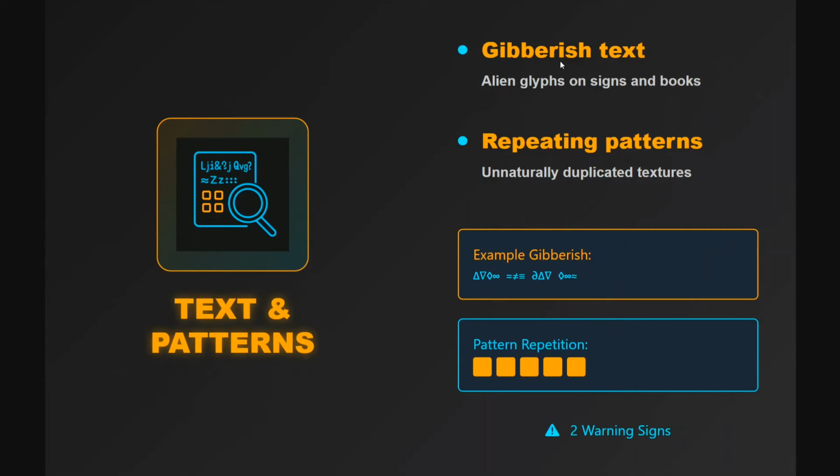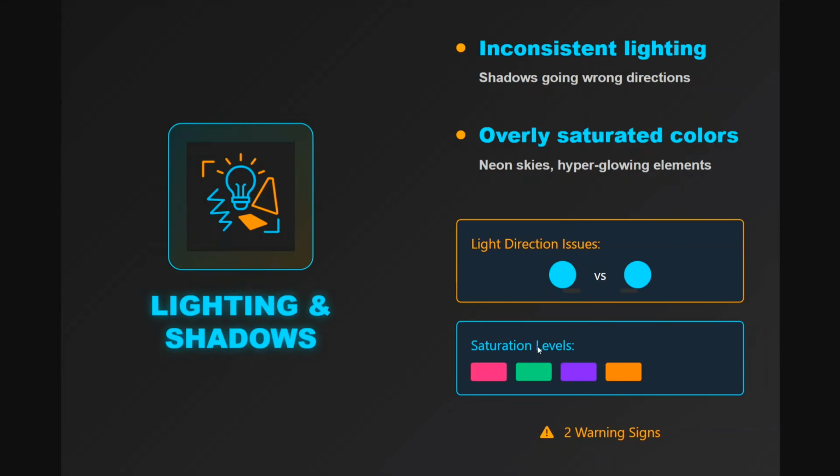Text and patterns. I think most of the models struggle heavily while writing text in images. Gibberish text might be coming out. This you might have observed. Alien glyphs on signs and books, repeating patterns, unnaturally duplicated text. So if you ask it to write, I am the best, it might be repeating it thrice, something like this. You can see there are certain examples. Gibberish text might look something like this, or pattern repetition would be there, same text getting repeated multiple times.